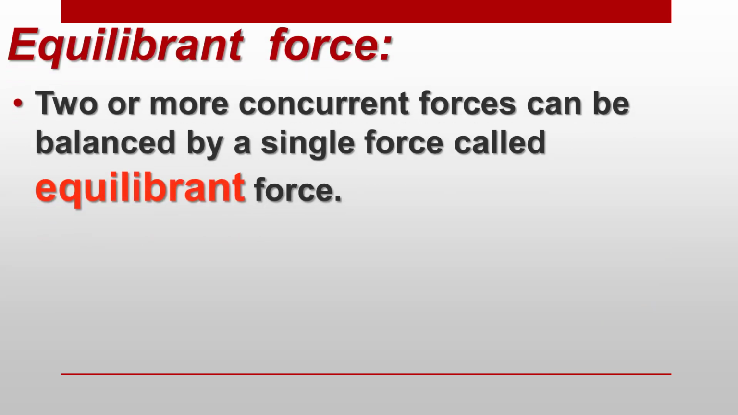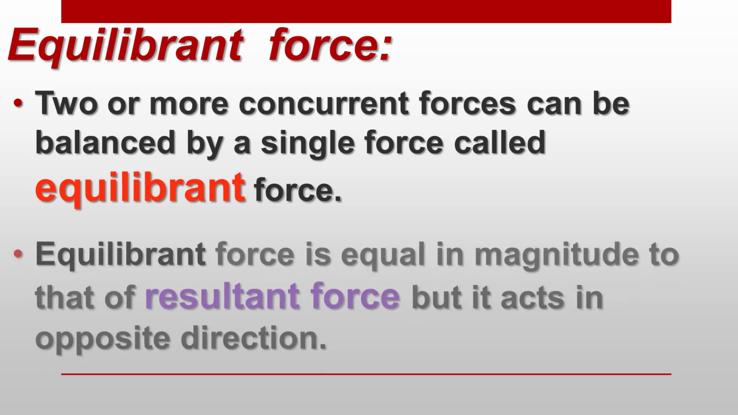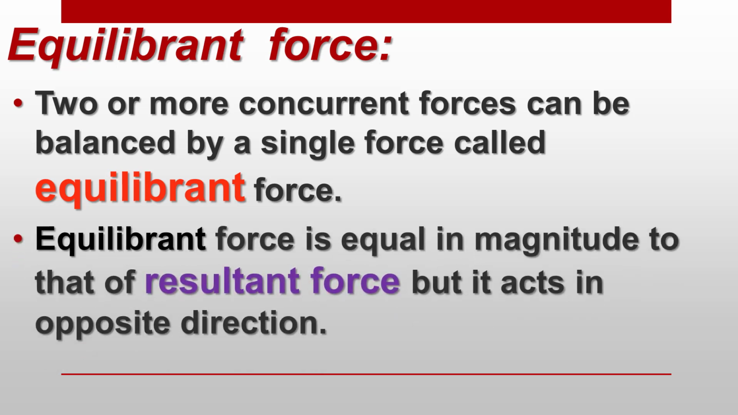Equilibrant force: two or more concurrent forces can be balanced by a single force called the equilibrant force. If two or more forces are acting on a single body such that their lines of action pass through a single point, those forces can be balanced by a single force which is known as the equilibrant force. The equilibrant force is equal in magnitude to the resultant force, but it acts in the opposite direction.